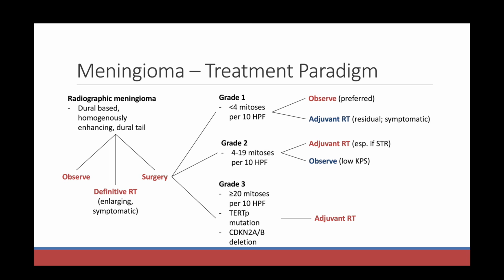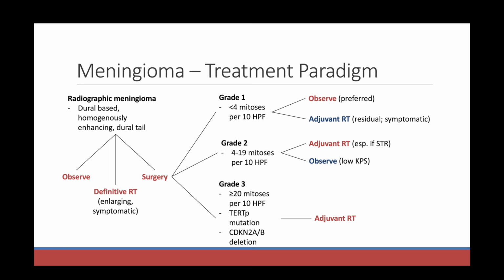For grade 2 meningiomas, adjuvant radiation is recommended if the patient has good performance status and is expected to live a long time, especially if they have a subtotal resection. But if they are maybe elderly, frail, poor functional status, we can make an argument to observe the grade 2. And then grade 1 observation is actually preferred. The only time that you would give adjuvant radiation for a grade 1 is maybe if they have residual disease, they're still symptomatic, something like that. But otherwise, grade 1 typically observe after surgery.